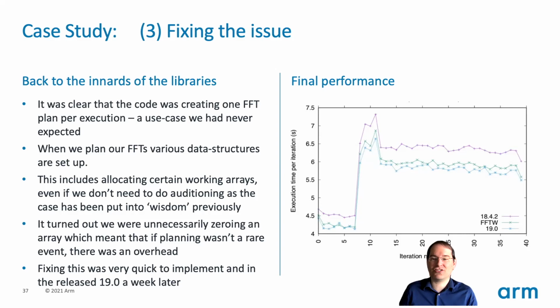So the graph on the right shows the performance before, the 18.4.2 line at the top. This is time per iteration. The green line was the FFTW time, and the blue line was the 19.0 release. So that one simple use case, where a person writing the application hadn't quite appreciated the steps that the library would be doing, and we hadn't appreciated that a library would be called in that manner, we were able to make the change, to make the improvement, to get a real massive step change in performance for the actual cases they were interested in.